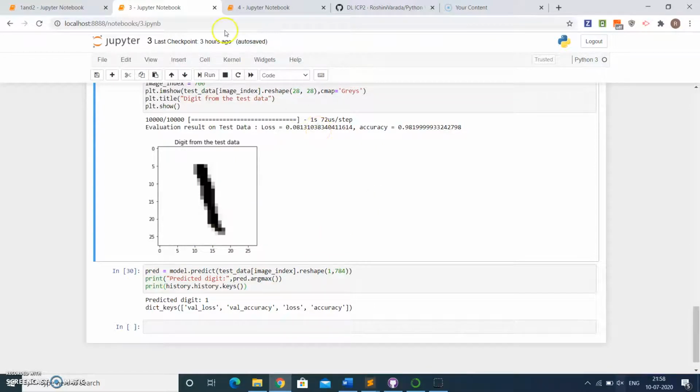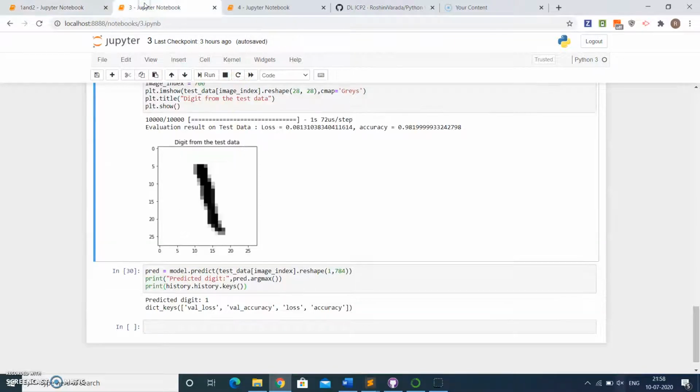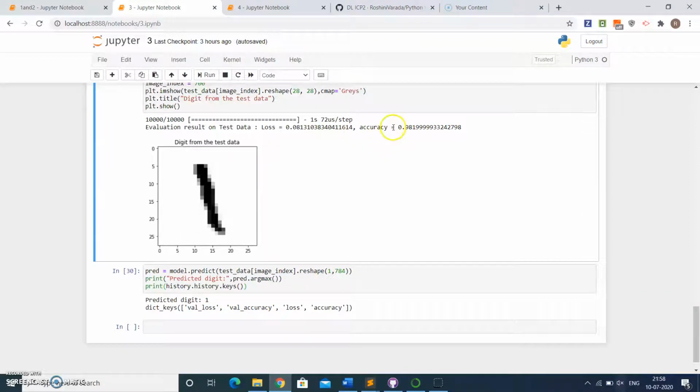And the point is, from the first and second question to the third question, what we could infer is that here, if you see, the loss is 0.144 and the accuracy is only 0.955, whereas here the accuracy has increased from 0.955 to 0.98, which shows us that when we increase the dense layers the model has more accuracy. And the loss has decreased.